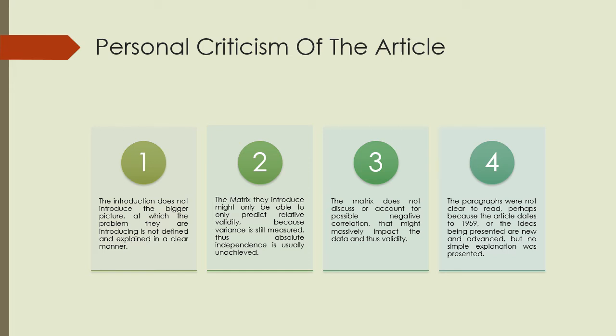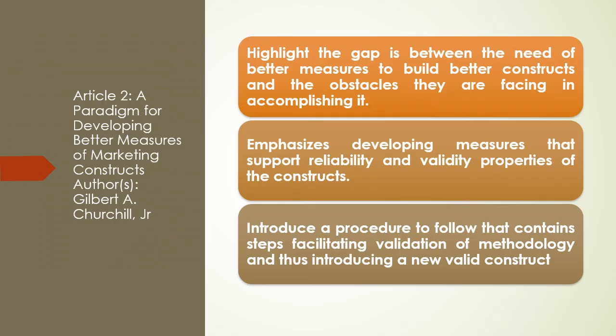So I just don't think they gave enough information about the inverse relationship and the negative correlation and how to interpret that in our data. So the second article is titled A Paradigm for Developing Better Measures of Marketing Constructs. It's written by Gilbert and Churchill.